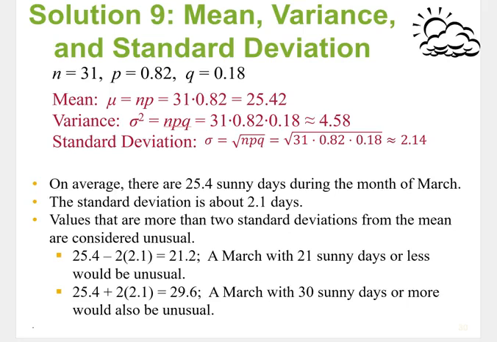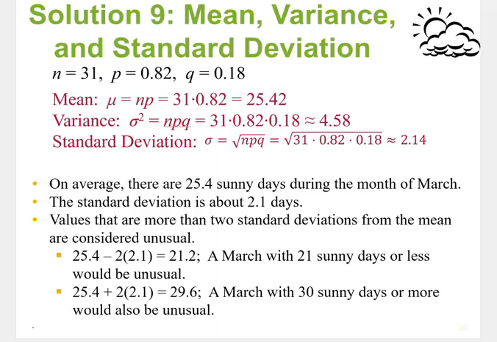Found the variance. Again, that's N times P times Q. Plugged in all that and multiplied those. That's 4.58. And then the standard deviation is just the square root of that, which is 2.14. So the standard deviation is about 2 days. So 25 days, give or take 2 days, is what we expect the majority of the time.